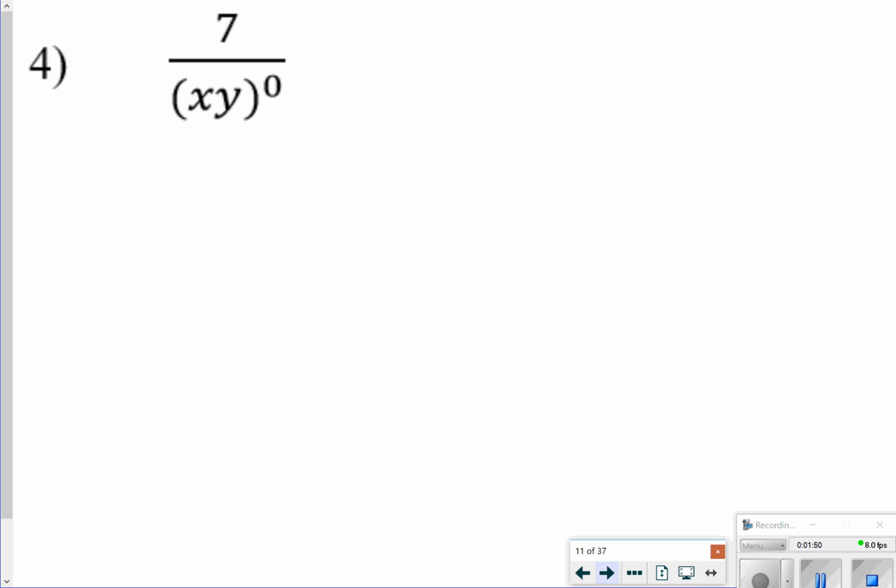Number 4, we have a 0 exponent, and anything to the 0 exponent, except for 0 itself, is always equal to 1. So in this case, we'd have 7 over 1, which is just equal to 7 for number 4.